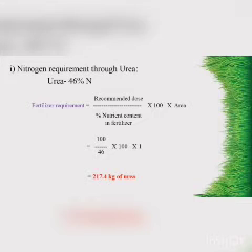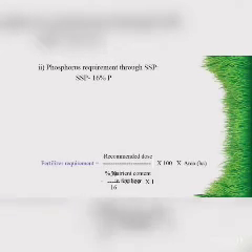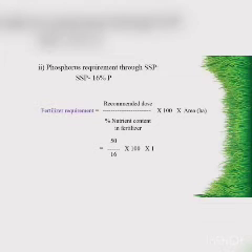Next, phosphorus requirement through SSP, where SSP consists of 16% phosphorus. By using the formula, the recommended dose is 50 divided by 16 into 100 into 1 hectare, where the answer is 312.5 kg of SSP. It says that 312.5 kg of SSP can provide 50 kg of phosphorus to the paddy crop consisting of 1 hectare land holding based on the recommended dose given in the problem.